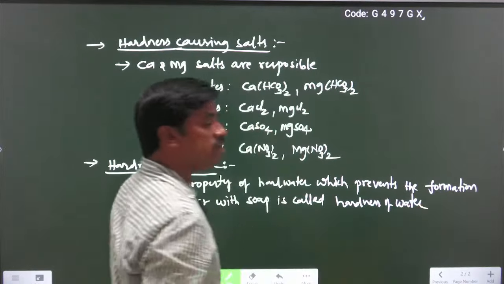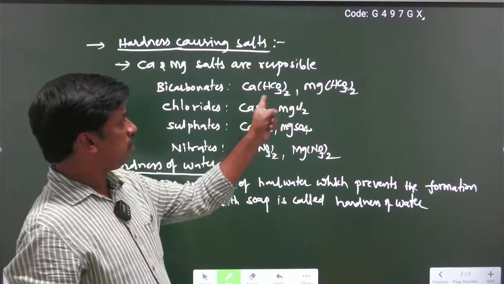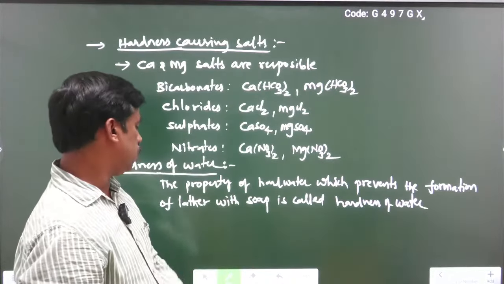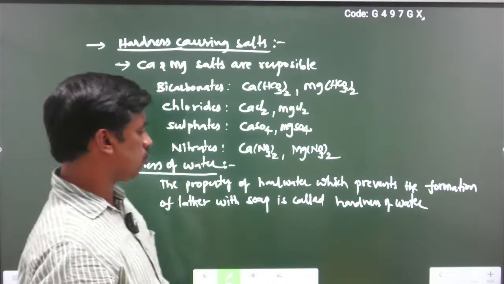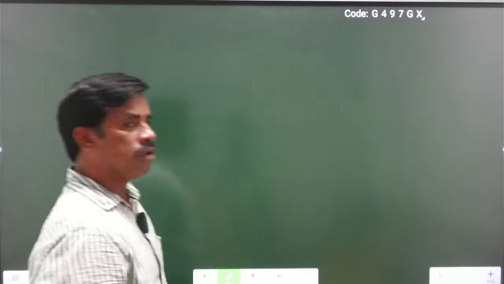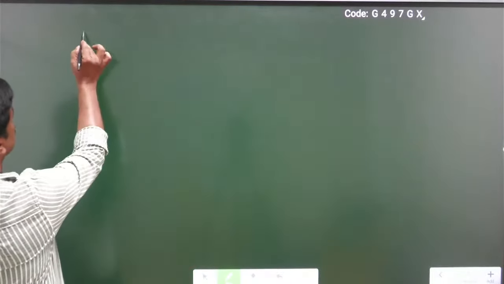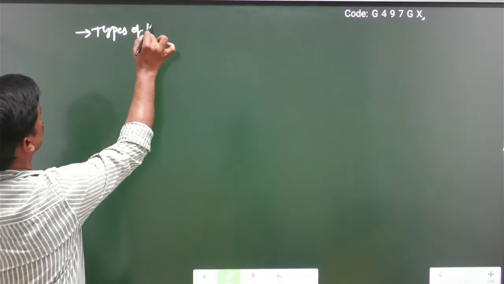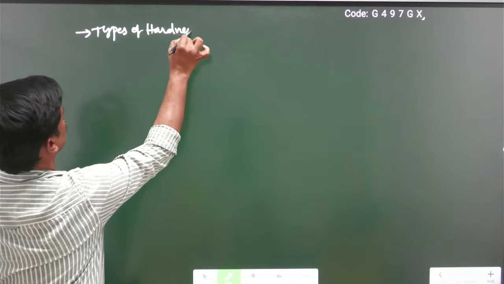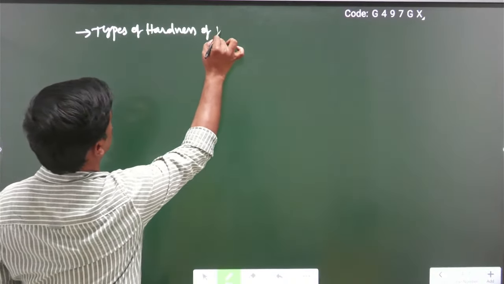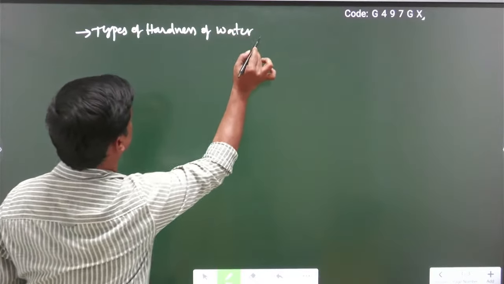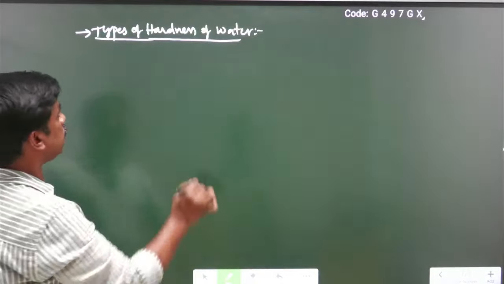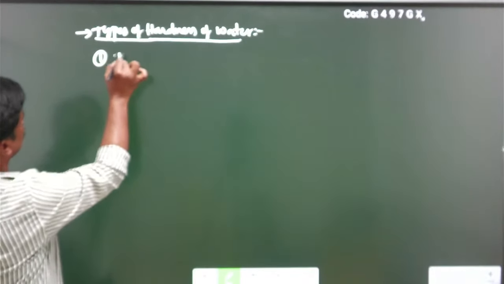Depending on the dissolved salts, the hardness of water is classified into two types. Now I would like to explain that. Types of hardness of water. First one, temporary hardness of water.